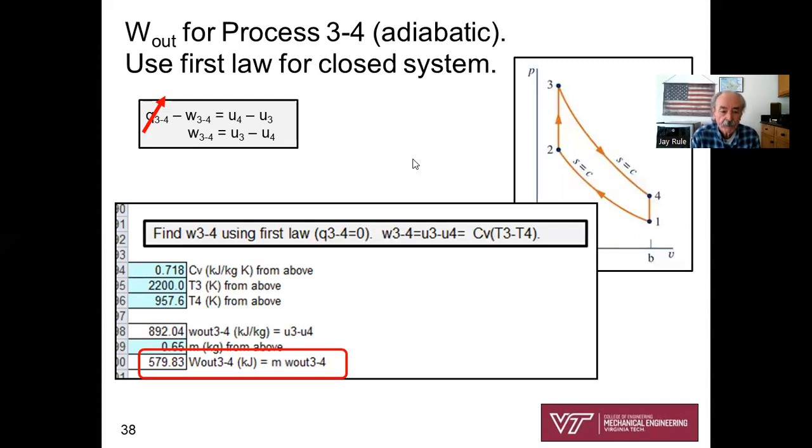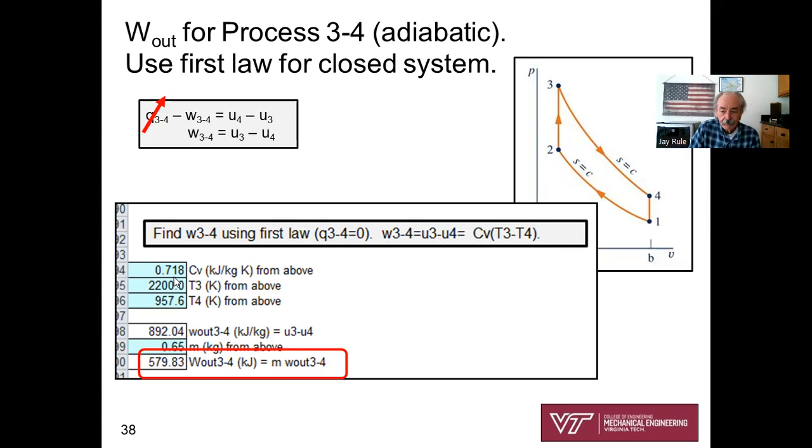Here we go. Work out for process 3 to 4. We'll apply the first law. Q is 0, because it's adiabatic and reversible, isentropic. Minus the work from 3 to 4 is U4 minus U3. There's our expression for the change in little u, Cv times (T3 minus T4). That's negative delta U, work from 3 to 4.